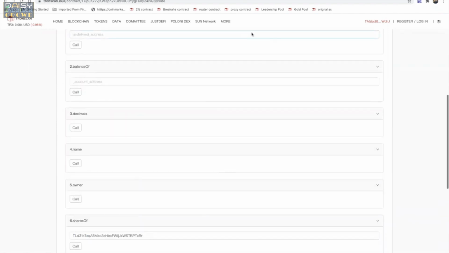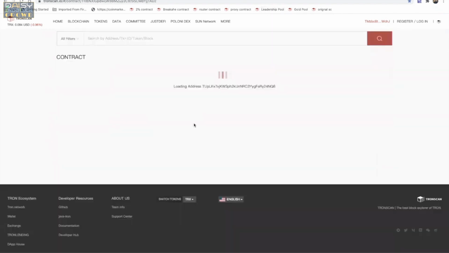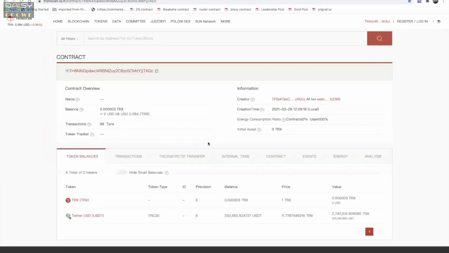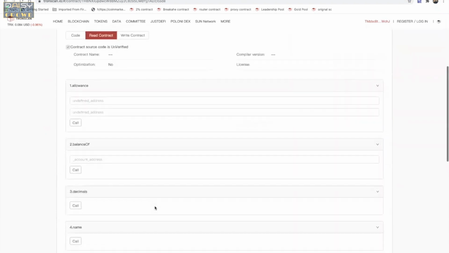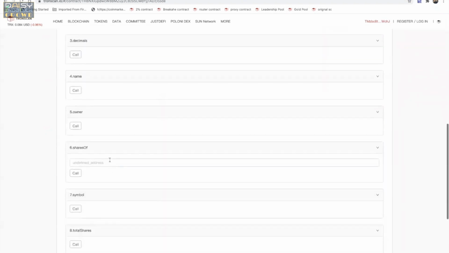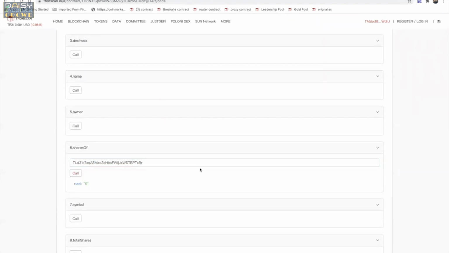So you can do the same thing if you go to the leadership pool. Go to contract, go to read contract, and it should be the same. I think it's the same. Yeah, shares of. Super. Call and 0.